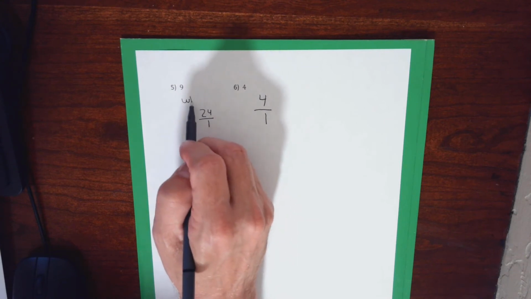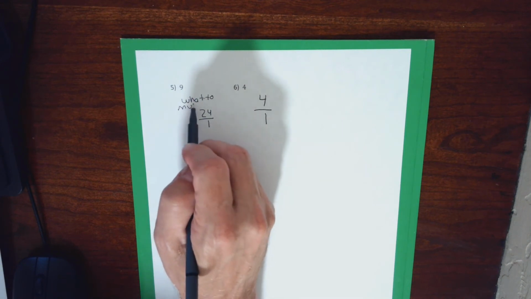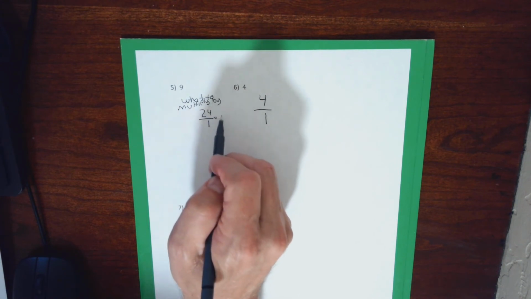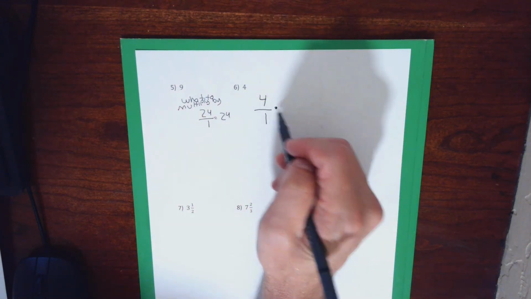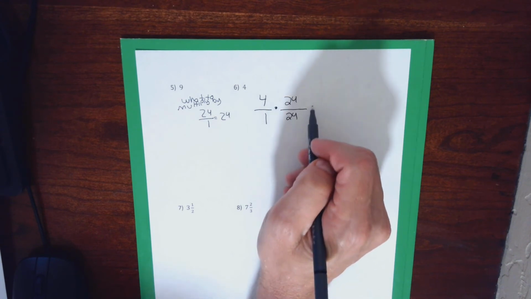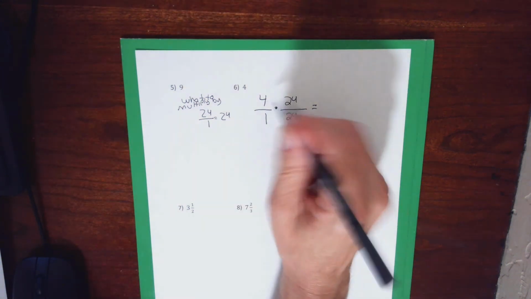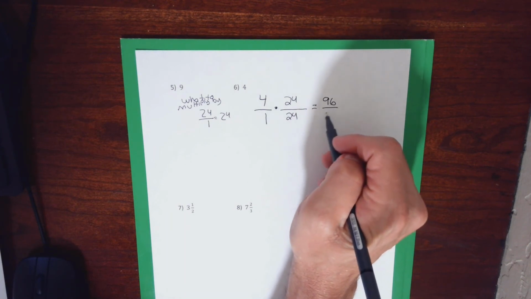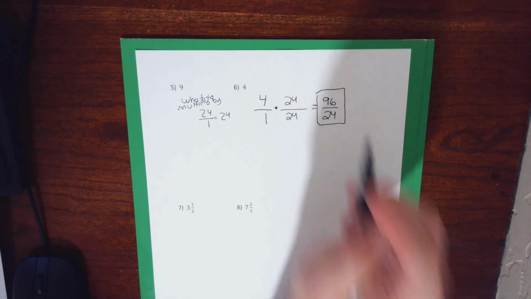So to figure out what to multiply by, to get my fraction with the desired denominator of 24, I want to change my denominator to 24. I have a denominator of 1. I form a fraction that has an equal numerator and denominator, and then I multiply. 4 times 24 is 96. 1 times 24 is 24. So the fraction 96 over 24, it will reduce to 4 over 1, or just 4.